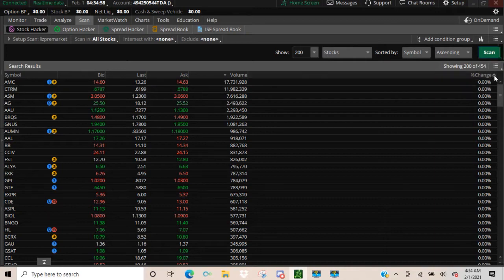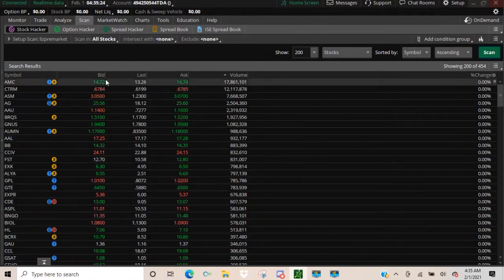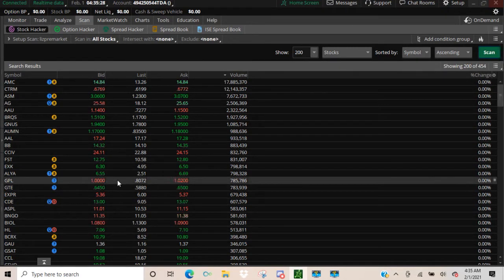And you do all that right here with the little gear on the right-hand side. You see that gear right there where my arrow is? We hit customize, and that's where you would have your current set. And then you would remove item. Boom, boom, boom, boom, boom. You can add anything that you would like to this, all right? And then hit OK. And that's how you customize your actual scanning.